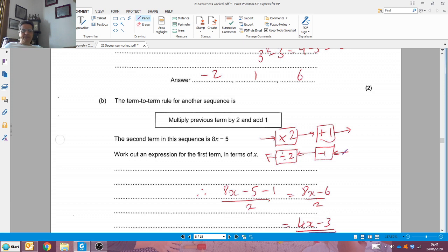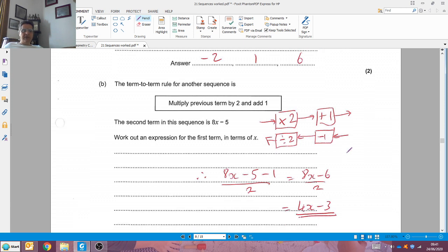This one's a bit weird, only a little bit weird. So a term-to-term rule for another sequence is as follows: times it by 2, then add 1. So whatever it is, times 2, add 1, and then that will generate the next term. Now apparently the second term is this algebraic expression. I've got to work out an expression for the first term. In other words, the term before that was generated.